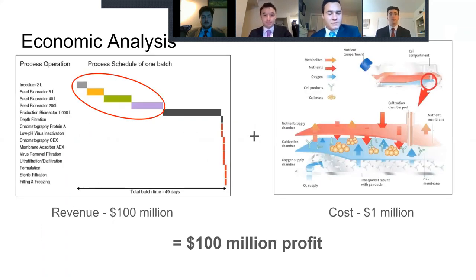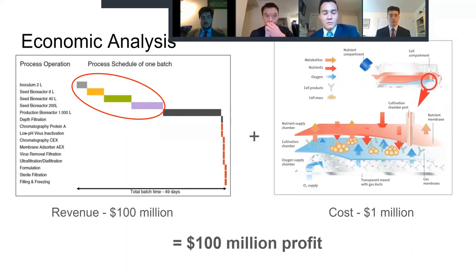Now that we've seen some results from our model solution, it's important to put our result into an economic context to determine the effectiveness of our solution. When considering the economics of our seed train, using the cell line disposable bioreactor versus a typical seed train, we will weigh the added financial benefits with the added costs.